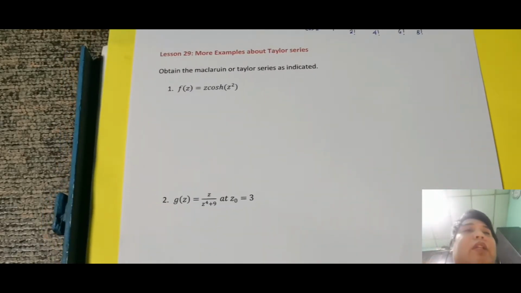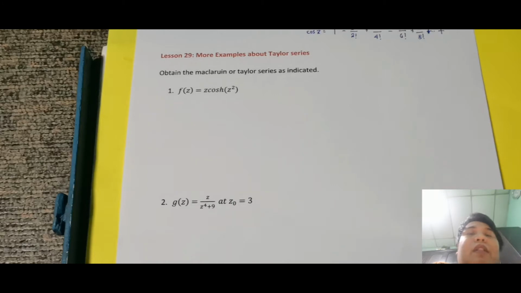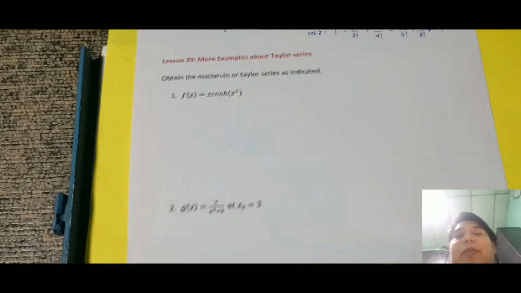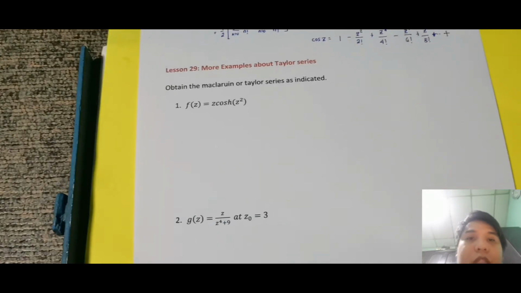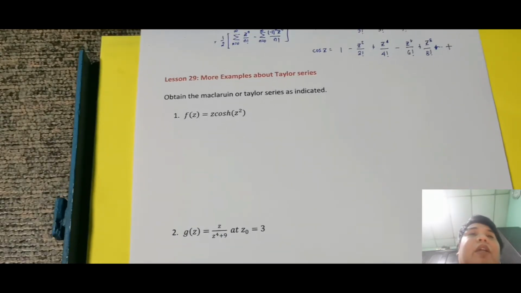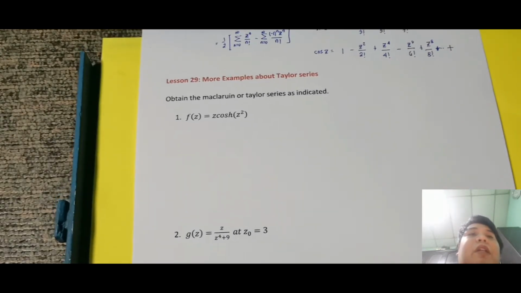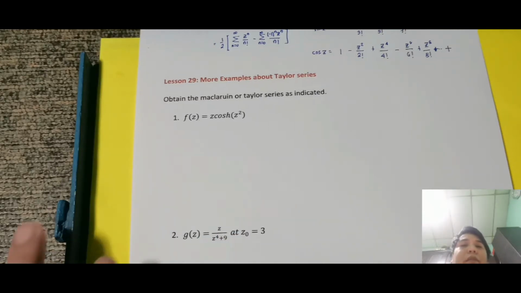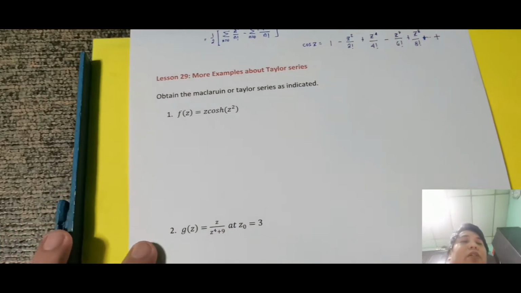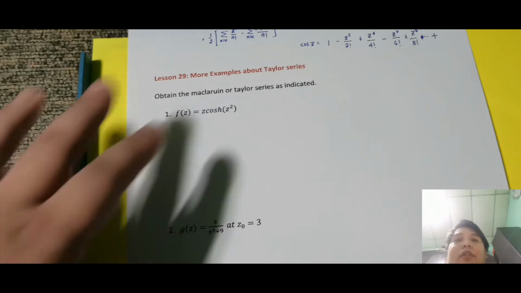Ito na yung lesson 29 sa ating complex analysis. This is all about more examples about Taylor series. Kumbaga dinagdagan ko konti, naglagay ako ng z not is equal to 3. Okay, so now obtain the Maclaurin or Taylor series as indicated. Kunyari wala akong binigay na value, meaning Maclaurin series. Kunyari binigay ko to na z not is equal to 3, meaning ang kinukuha natin is Taylor series. Okay, so tuloy natin dyan.